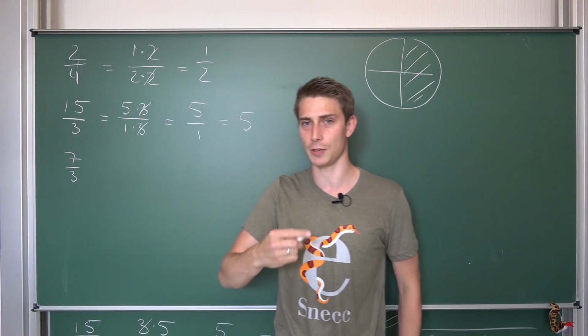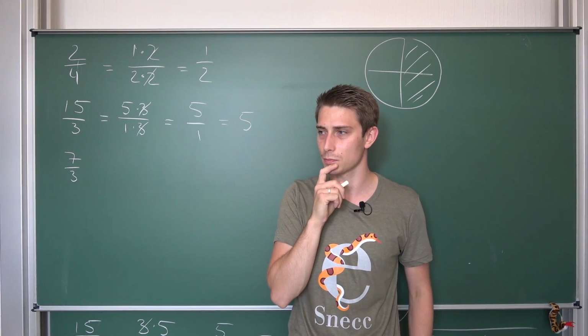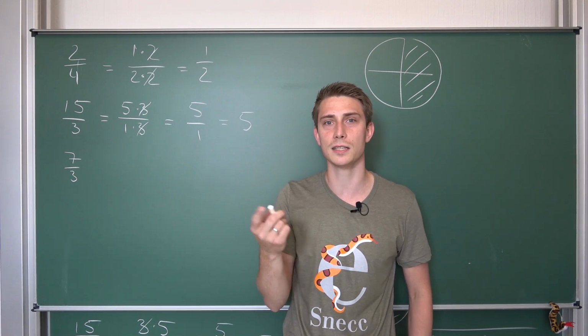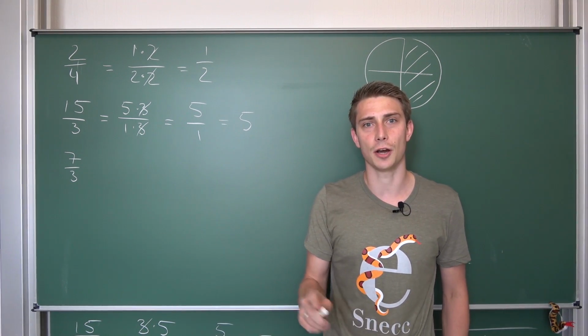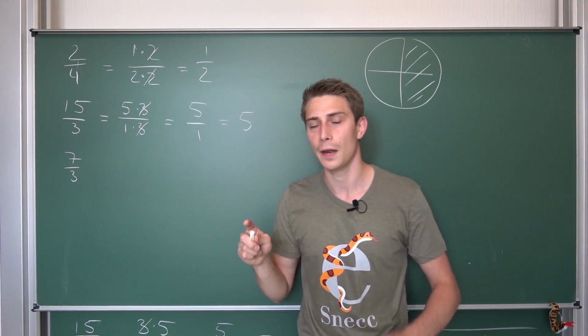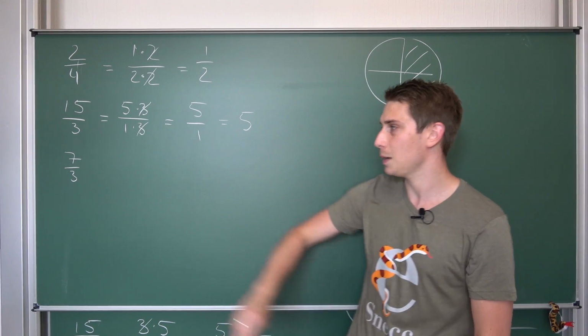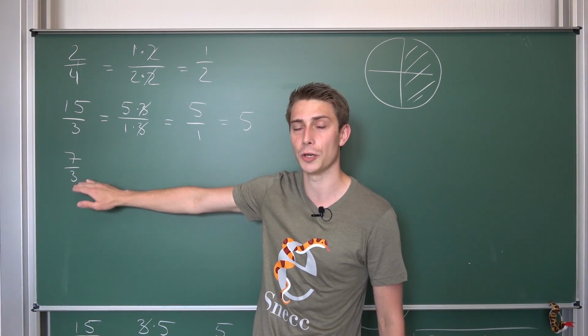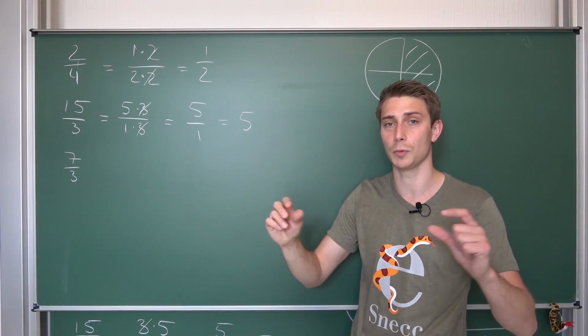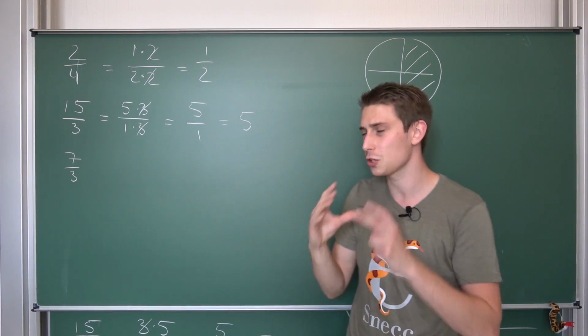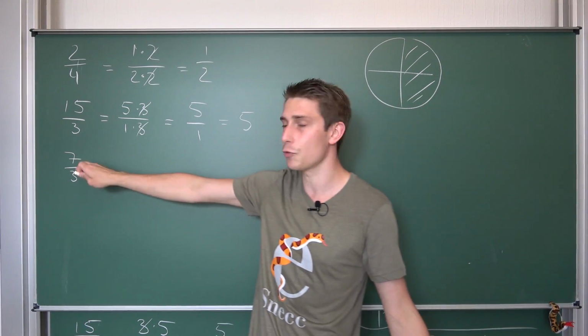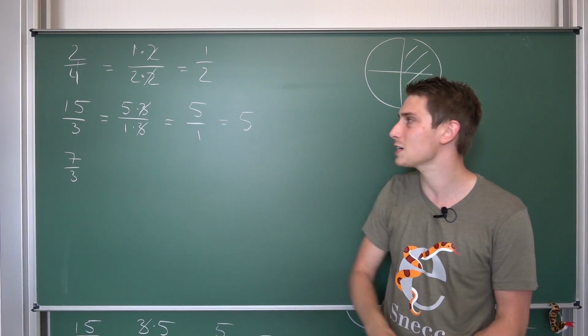I mean, 1 times 7 always works, but okay, 2 times 4 is 8, that's already too much. No, we can't. 7 is actually also a prime number. And if you have a prime number at the top and at the bottom, it's irreducible. You can't reduce it any further. It's the lowest fraction you could possibly have. 7/3 can't be reduced. Just leave it as it is.